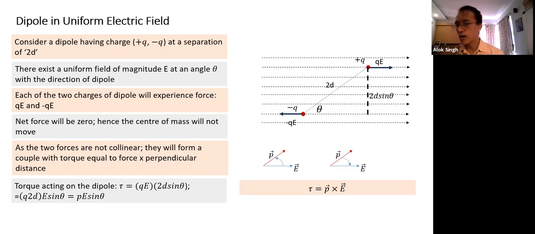To find this torque, if we have to find the magnitude, all we need to do is P into E into sine theta. To find sine theta, we just need to identify the angle between the two vectors. So it should not be tough. And let's take some examples.